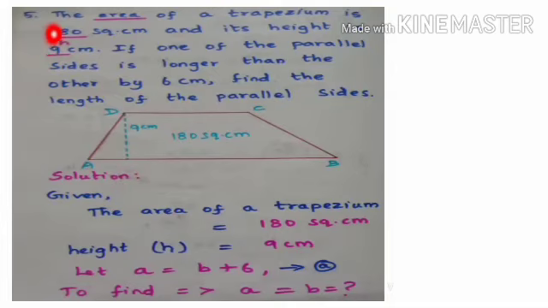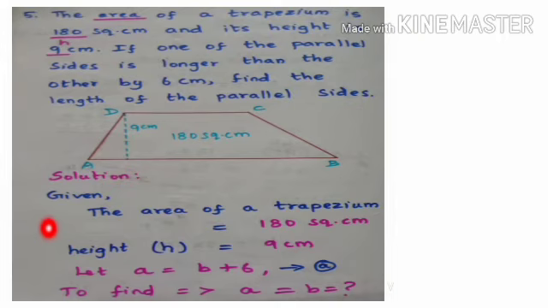Now students, the fifth problem is: the area of the trapezium is given as 180 square centimeter and its height is given, that is 9 centimeter. If one of the parallel sides is longer than the other side by 6 centimeter, find the length of the parallel sides. So here we have to find both the values a and b. Okay, first draw the trapezium and mark the values given and then write down the given values.